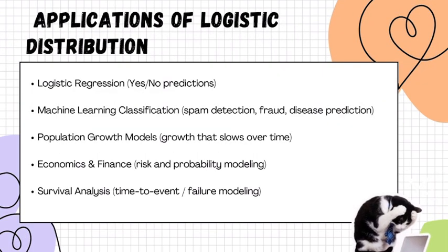Logistic regression. It is used when the output is binary, like yes or no, pass or fail, disease or non-disease. Growth modeling. The logistic distribution and S-curve model growth that increases rapidly and then slows down. Medicine. Dose-response relationships often follow S patterns. Business. Predicting whether a customer will purchase or not.